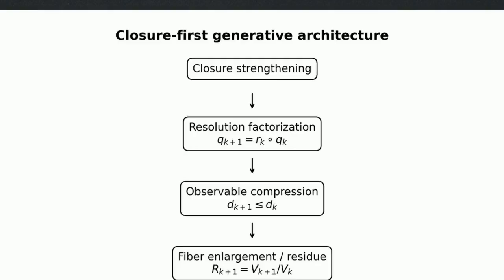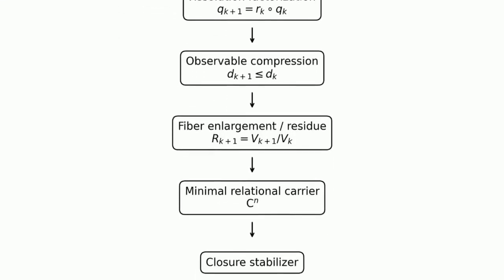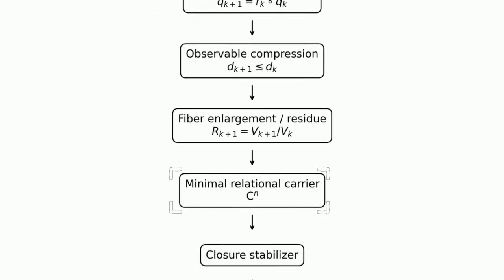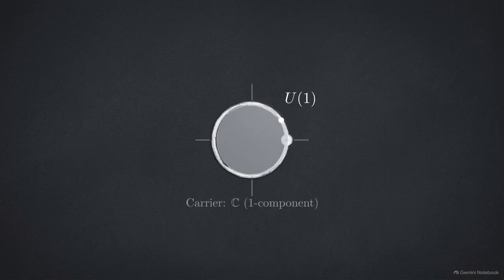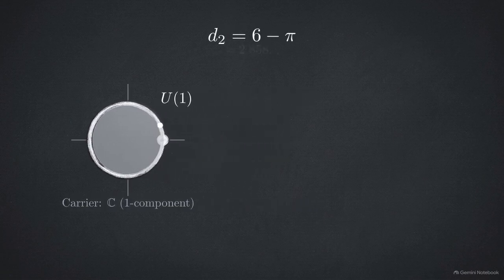This flowchart tracks the mechanism mapping dimension to symmetry. The framework relies on a postulate called minimal relational enrichment. As dimension compresses, newly formed internal relations require a mathematical carrier, using the smallest complex space available. At the first compression to 3 dimensions, the internalized phase structure requires a one-component complex carrier, preserved by a specific stabilizer group. It is an established mathematical fact that the continuous norm-preserving transformations of a one-dimensional complex line form the symmetry group U1.